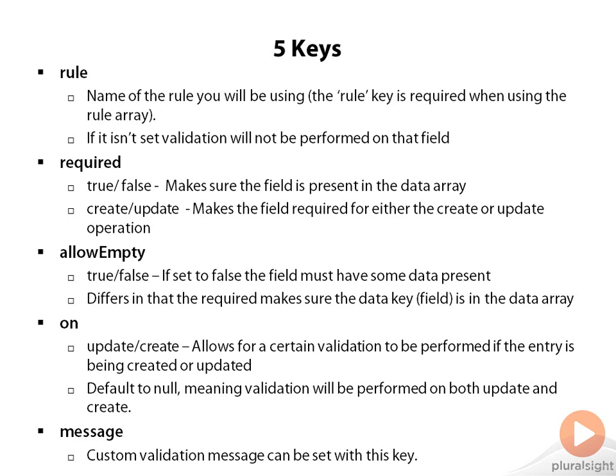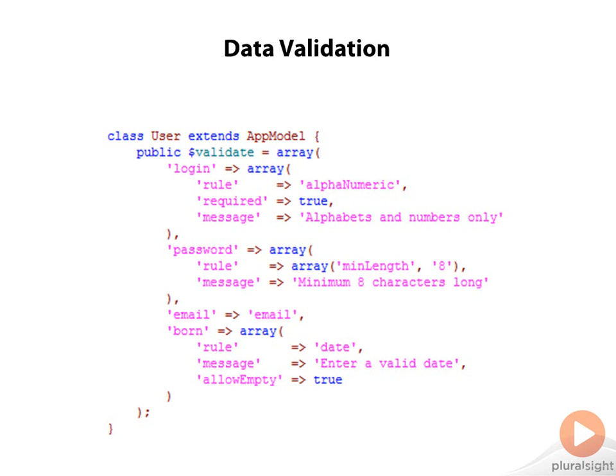Last is the message key. This is a custom validation message that can be set where it will be displayed for the user to see. This is the exact same data validation that I showed you at the beginning of this segment. Let's walk through this validation and we should have a pretty good understanding of what's going on.